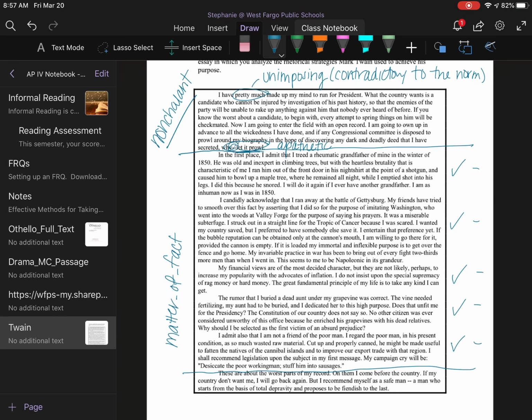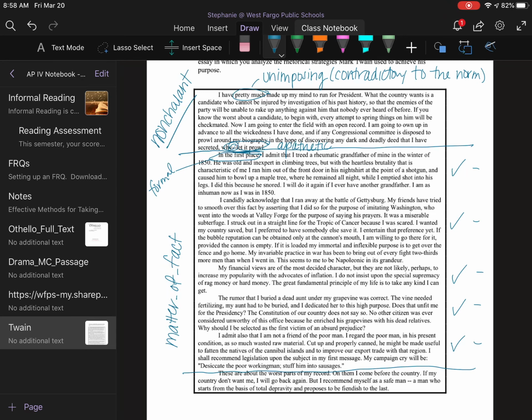Let's talk about two things. First of all, let's talk about how we know it's matter-of-fact. So for example, again, this opening phrase, in the first place, is very formal, right? Very typical essay writing, like when you say first, second, third. Okay, so that's a very matter-of-fact way of developing an essay. I could talk about that in saying it's matter-of-fact.